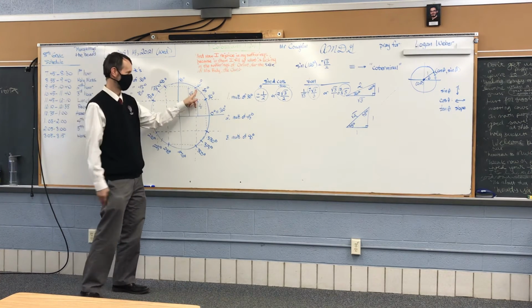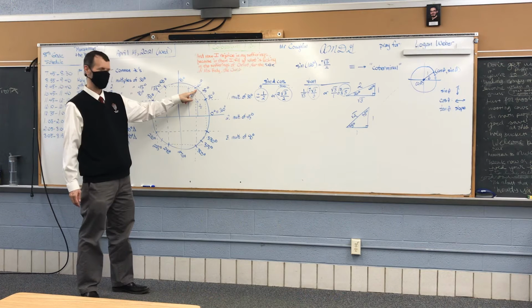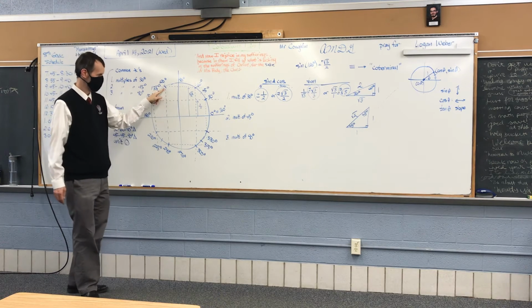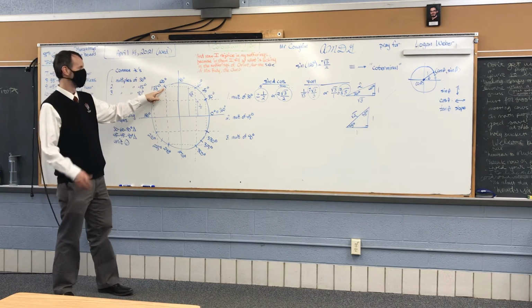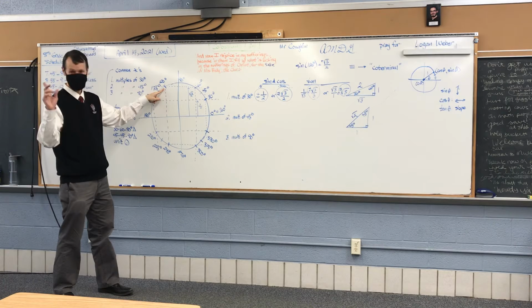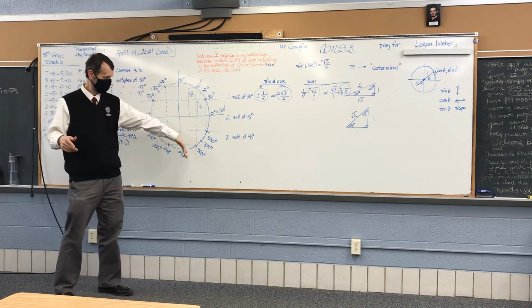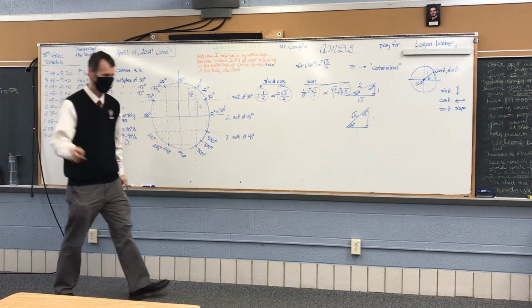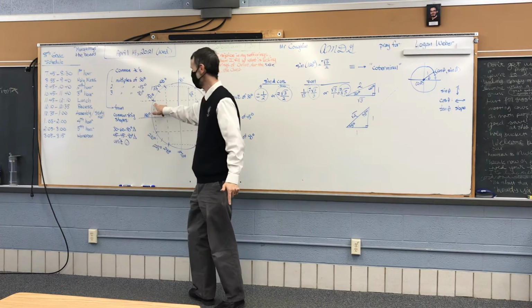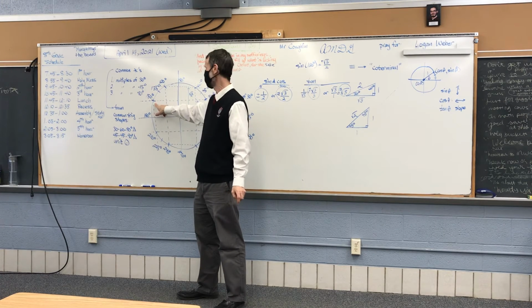Jack. Sine. Radical 3 over 2. Yes. Cosine. 1 half. Yes. Tangent. Radical 3. Nice. Noah. Sine. Radical 3 over 2. Yes. Cosine. Negative 1 half. Tangent. Negative radical 3. Julie Sushon. Sine. Good. Cosine. Yes. And tangent.